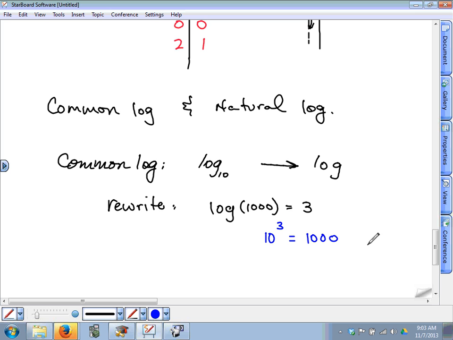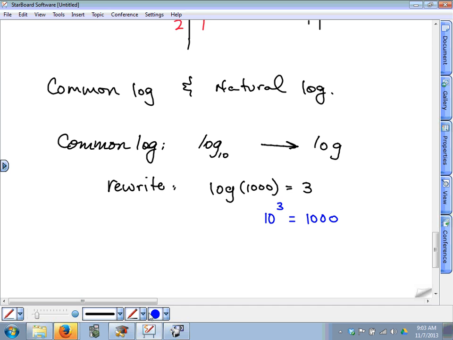Later on in this unit, I think it's lesson 4.6, we're going to look at the pH scale and the Richter scale. Those all include logarithms of base 10. Natural log. That's a logarithm with a base of e, because e is the natural number. So the natural logarithm is a logarithm with a base of e.